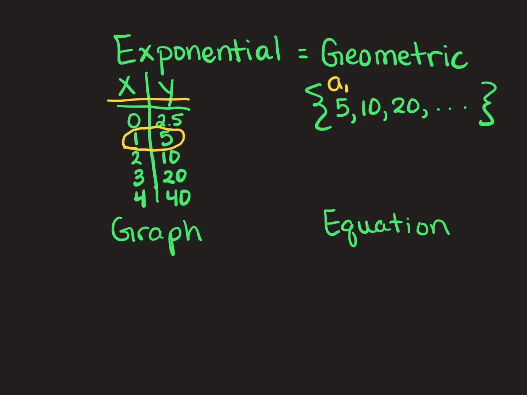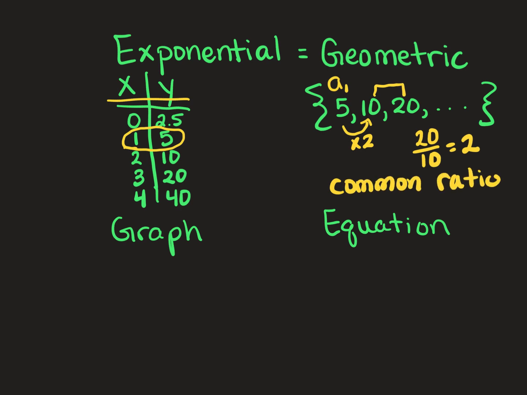Now this pattern has a multiplication constant that's being multiplied. So multiplying 5 times 2 will get us 10. If I didn't know that number, I could again take two numbers that are consecutive, and I would divide one by the term that came before it. So 20 divided by 10 will also give you 2. That's called the common ratio.